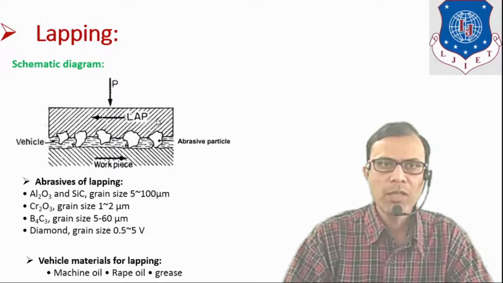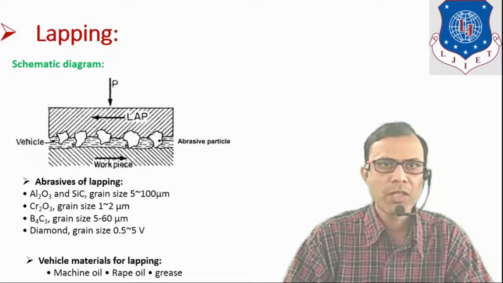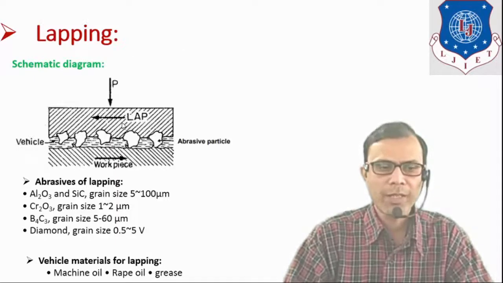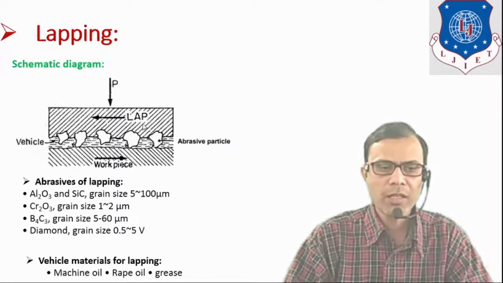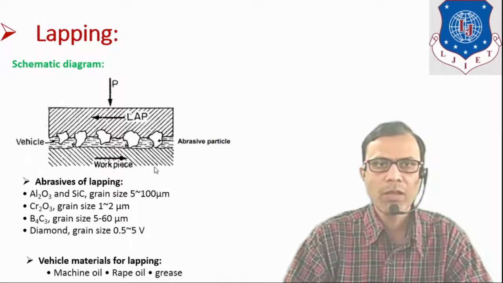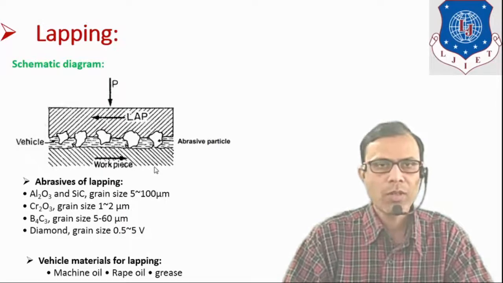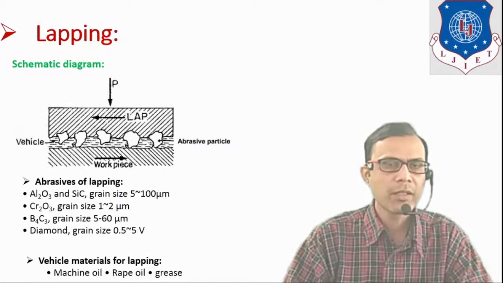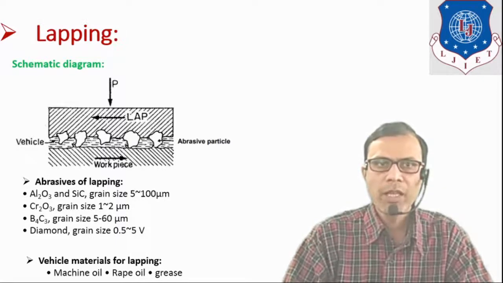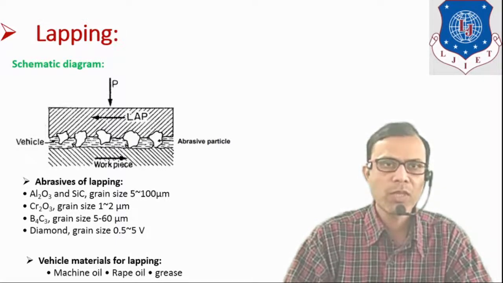Now the lap tool is charged with these abrasive particles and machine oil, so all the abrasive particles get embedded into the lap material. Now this lap tool is rubbed against the workpiece. Whatever irregularities or roughness is present on the surface of the workpiece will get removed or minimized. This kind of process is known as the lapping process.